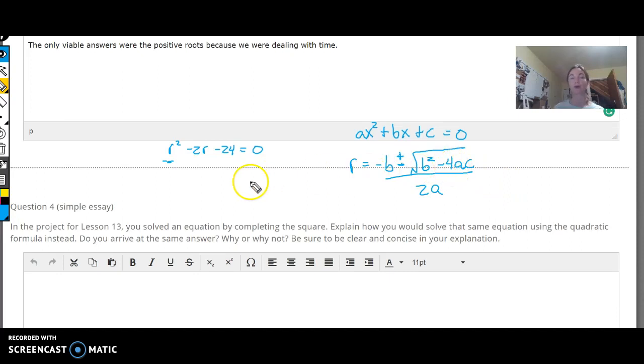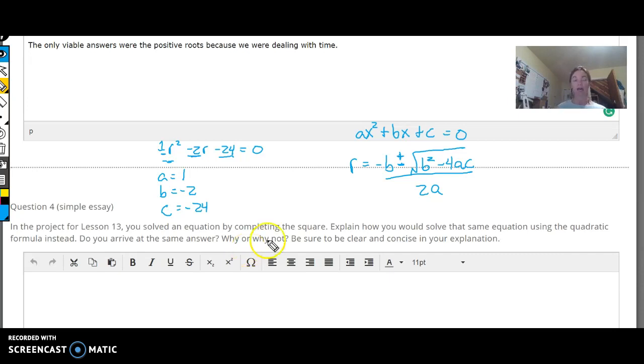Okay, so we definitely should get the same answers. If we don't, we're doing something wrong. So if you'll recall, our a value here is 1 because there's an implied 1 in front of the r. Our b value is a negative 2 right here. And our c value is a negative 24. Okay, don't forget the negatives. That's probably where most people mess up on these.